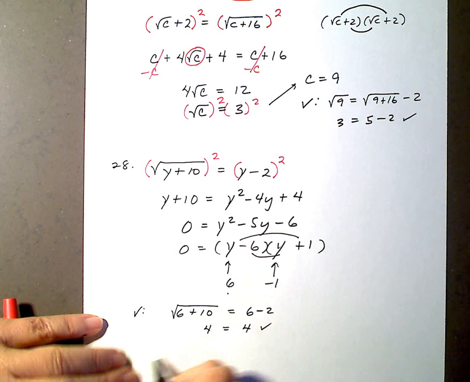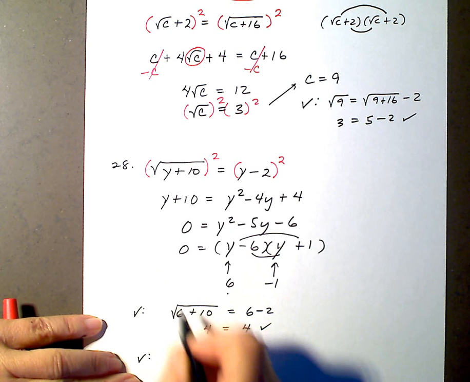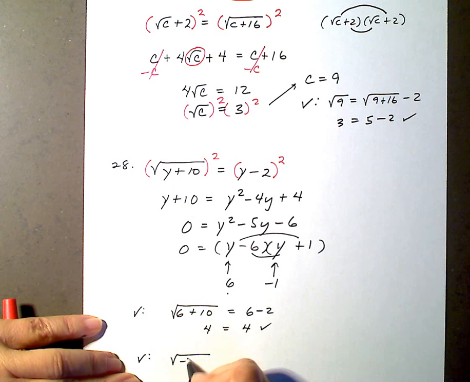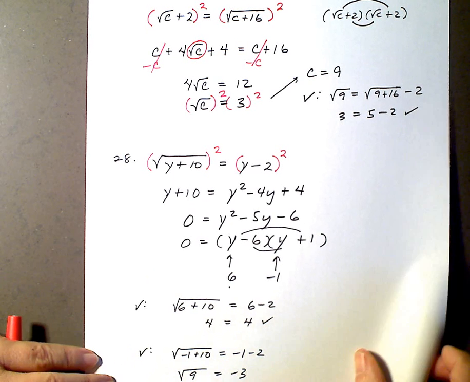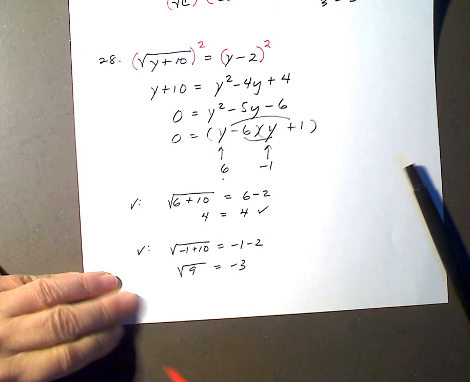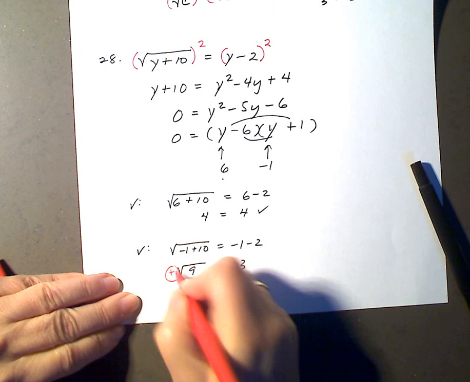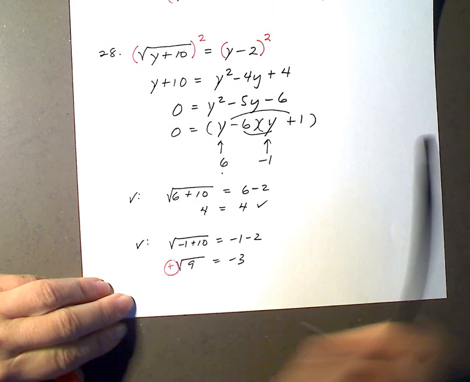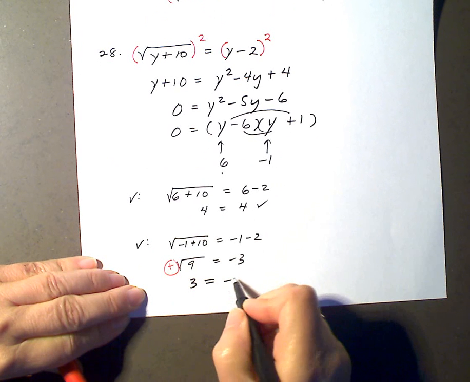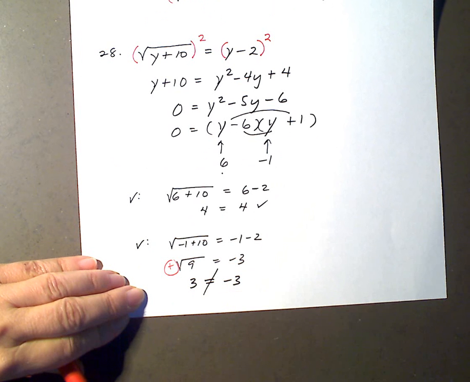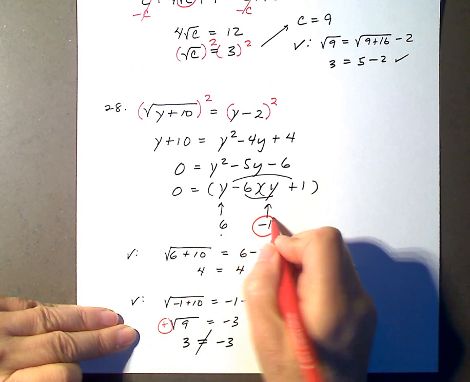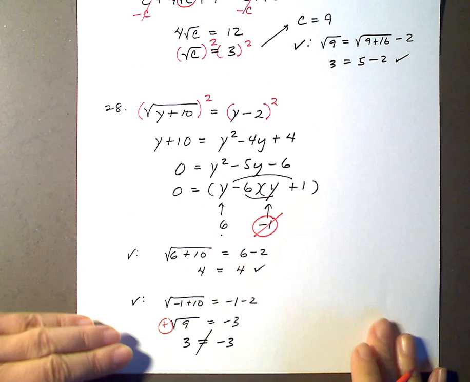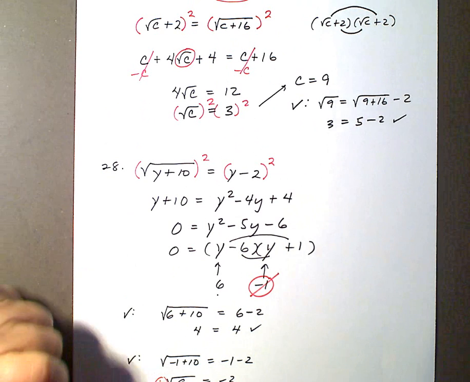Now let's check the negative 1. Putting it into the original equation, negative 1 plus 10 is equal to negative 1 minus 2. So this says the square root of 9 is equal to negative 3. Well, that's not true for the positive square root of 9. There's no negative sign there. They're looking for the principal square root of 9, which is a positive 3, and it is not equal to negative 3. So you have to reject that negative 1 as a solution. Again, circle it and purposefully reject it. And that's it for the review worksheet for Chapter 6A.